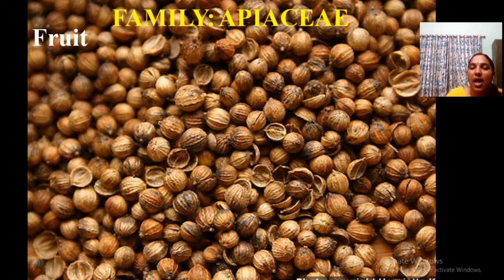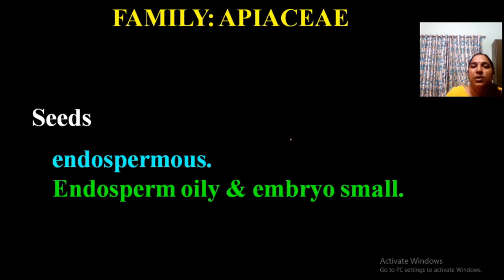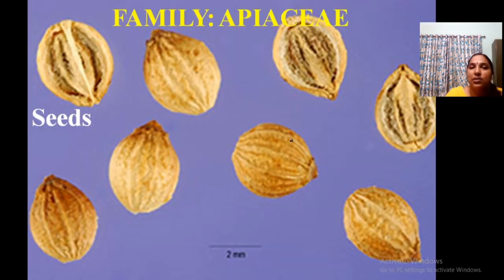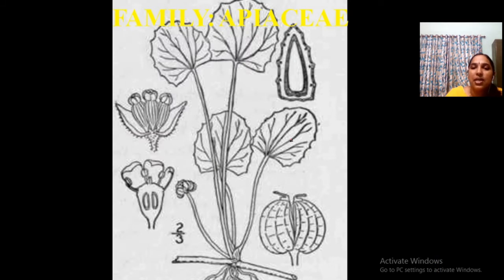What is this fruit? Malli, kottamalli. This is the entire fruit, and a number of lines are present. This splitting structure is known as the carpophore. Just look at the seed of coriander. Looking into the image, just look at the original coriander. You can observe the marking, the carpophore at the center, splitting into two one-seeded mericarps. Now, the seeds are endospermous, containing oils. See, these are the seeds. This is Centella asiatica.